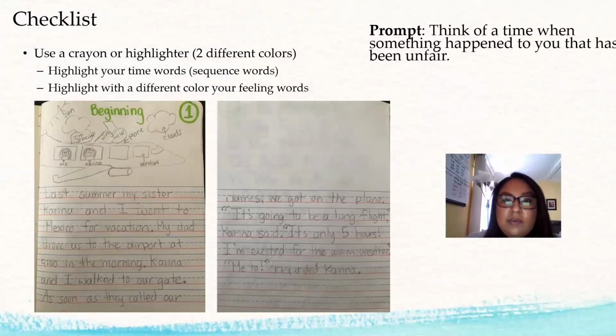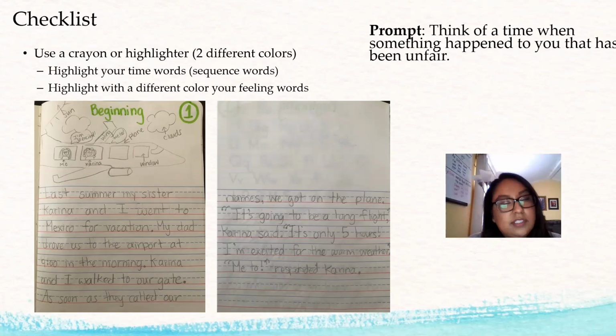The first thing that we're going to do is use two crayons or two different kinds of highlighters because we're going to look through our story and highlight specific words, okay? And you saw me do this on Monday and on Wednesday with my time words or sequencing words and feeling words. So with one highlighter, I'm going to use yellow. I'm going to go in and highlight all of my sequencing words.